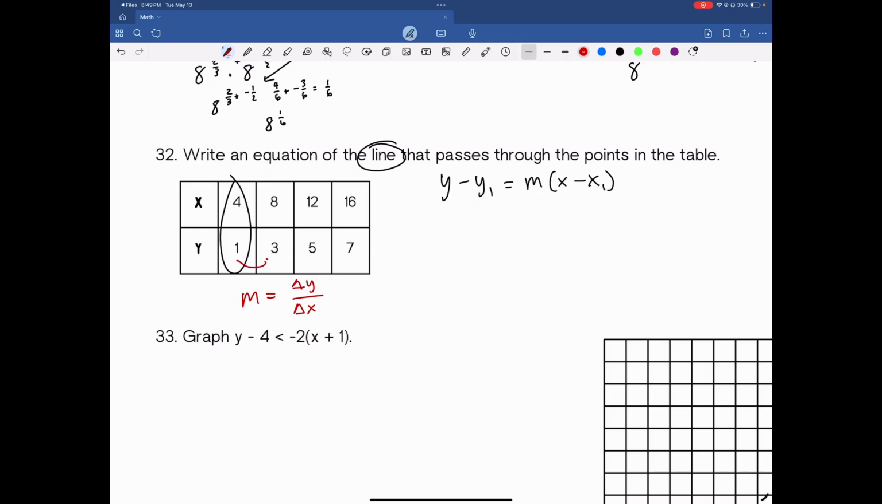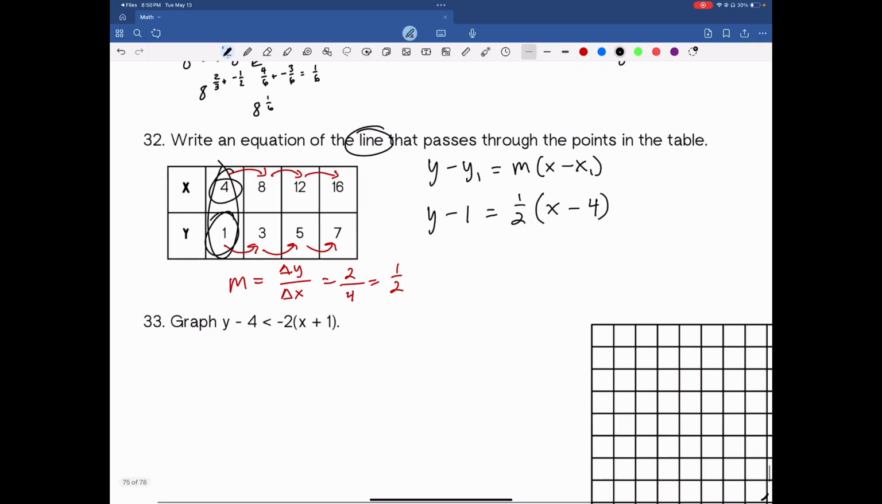So how is the y changing? Looks like we're increasing by 2. Over how is the x changing? Looks like we are increasing by 4. So that's 2 over 4, which is 1/2. And so I'll put that information in the equation. So I have y minus the y value I'm using is 1 equals my slope is 1/2. And then x minus the x value I was using is a 4. So that would be an equation of the line.